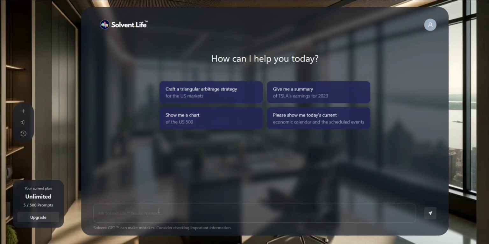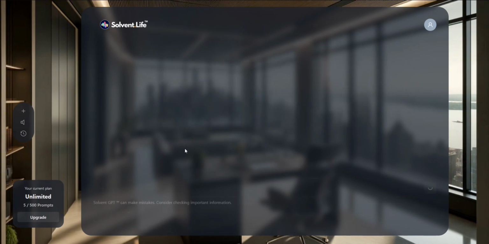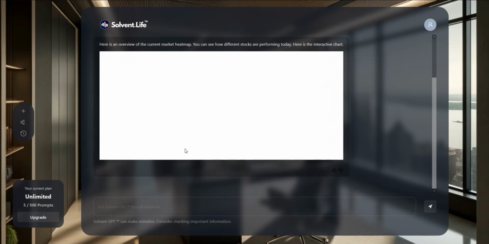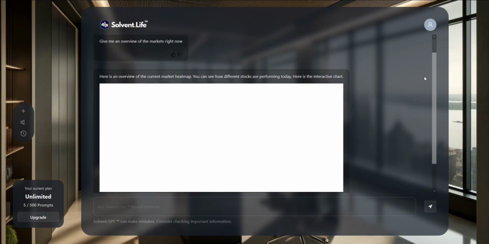So what I'm going to do here for now, since we're just doing a very simple video to show you the capabilities of it, I'm going to ask Solvent GPT, give me an overview of the markets right now. So what Solvent GPT is going to do is it's going to go through the entire US markets and pull up every single company based off of market cap and market size. And then it'll show you here an overview of the current market's heat map. And you can see that right here.